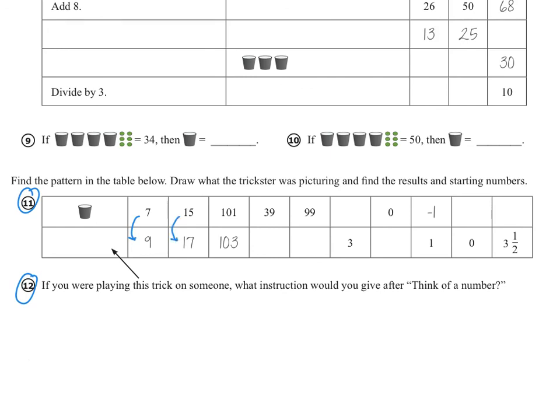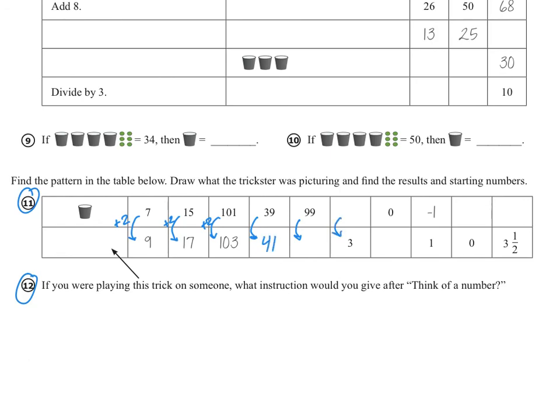So what's happening as we go from 7 to 9? What's happening as we go from 15 to 17? So on and so forth. And hopefully you see that as we go in the table from 7 to 9, 15 to 17, every single time we are adding 2. And so that rule can help you fill in the rest of the table. So for example, 39 plus 2 would be 41.